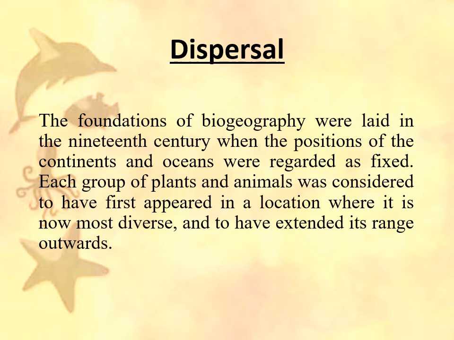So each group of plants and animals was considered to have first appeared in a location on the earth, and from that location they gradually moved from one place to another. That is called dispersal of organisms. Whenever organisms appeared in one place and moved to another place by physical walking or running or crawling or by flying, thereby they go through newer areas and extend their range, extending their geographic distribution.